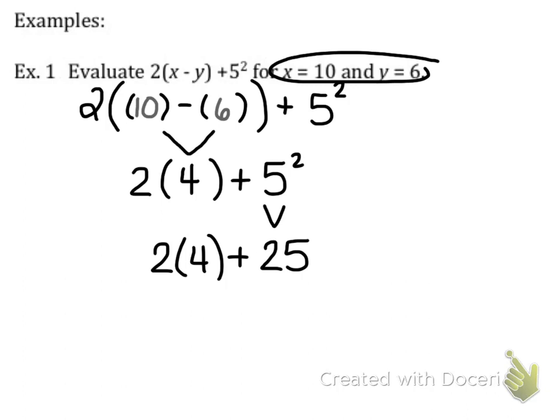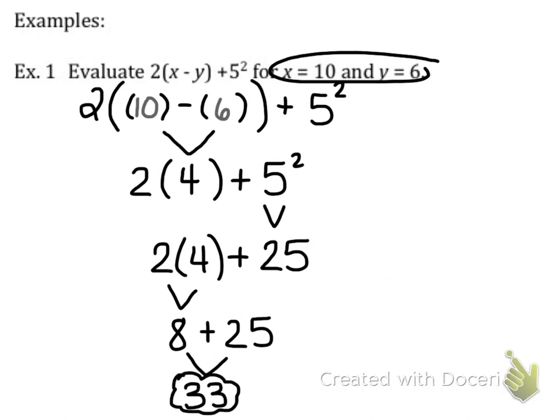Now we don't have any more exponents, so we move to the next level. We look for multiplication or division, and we would do whichever one comes first, left to right, but there's only one thing there. There's just multiplication, so we're going to multiply 2 times 4, and then just copy everything else. And then there's one last thing to do. 8 plus 25 gives us 33.